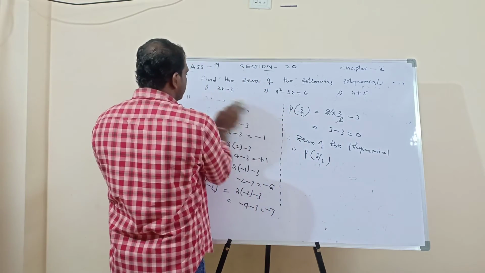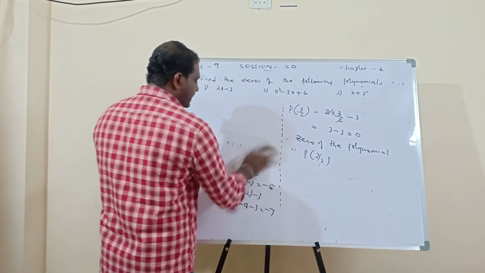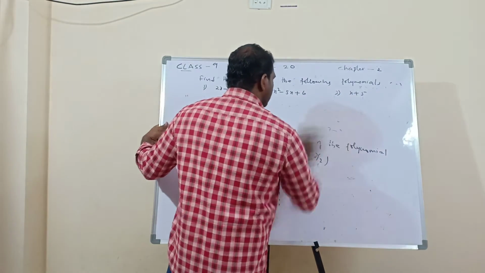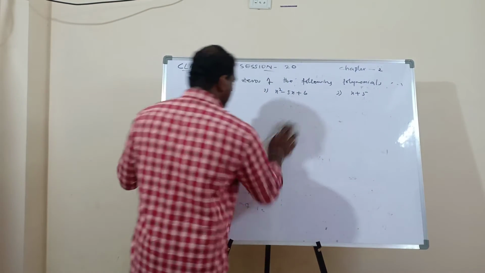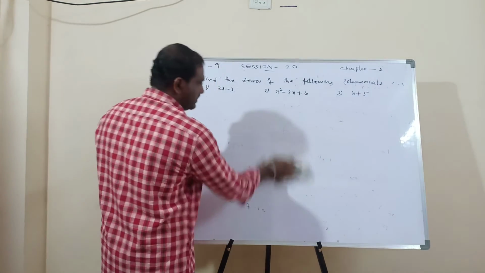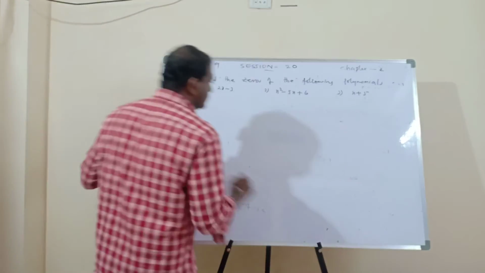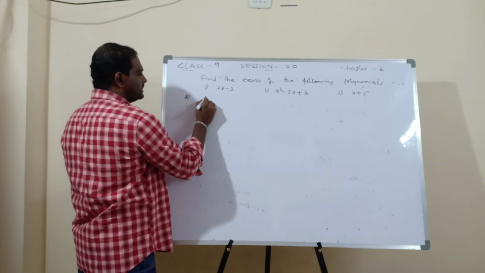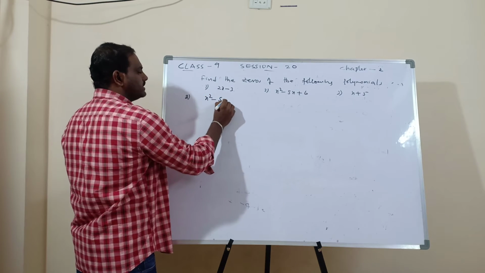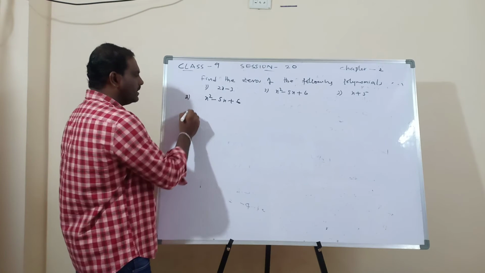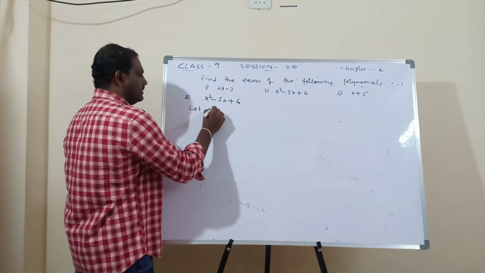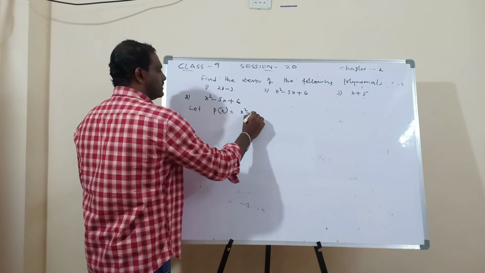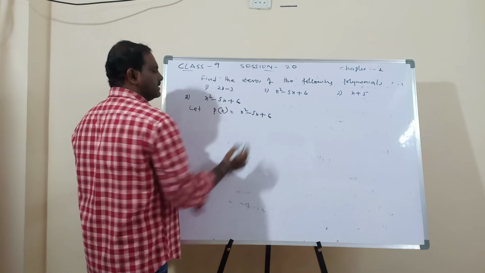Second question is a simple one. We can do it. So how do I do it? We just check it. Second question: x square minus 5x plus 6. So let P of x is equal to x square minus 5x plus 6.